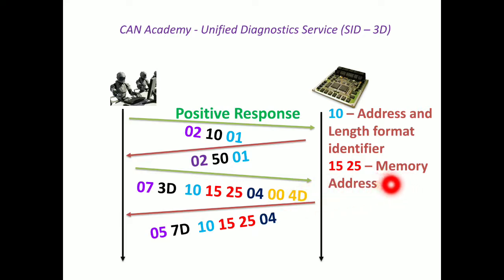I'm also going to give that link in the description, so you can get the definitions of address and length format, and memory address. These service IDs are not that familiar, so people are not used to watching them, but if you want these definitions, you have to go through that tutorial. So 15 and 25 are the memory address, 4 is the memory size, and then 00 and 4D are the data or information.